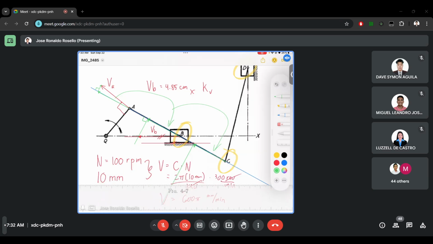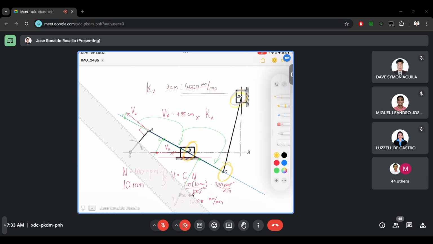We don't know the direction of C because it is not given. We cannot use the perpendicular to the link because it is not pivoted to the ground. We cannot use the slider that is parallel to the ground because point C is not in a slider. So we will use a proportionality line.